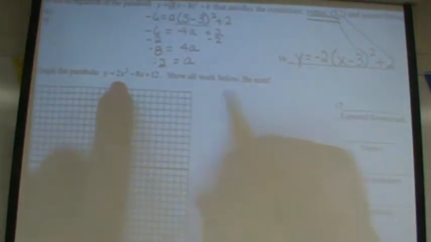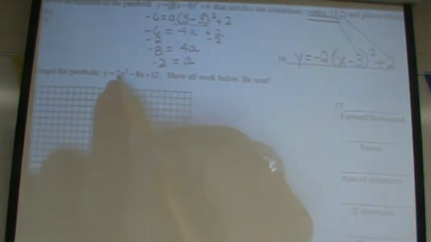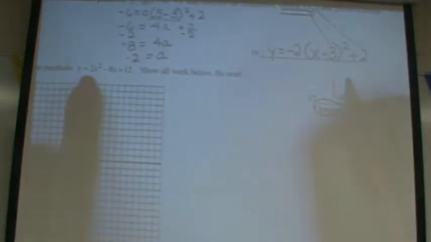Number 17. Now we're going to graph these. So, step 1. How do you know if your parabola is up or down? You look at your a value. If your a value, which this is a 2, if it's positive, it's up. So this is an up. It's going to be shaped like that.